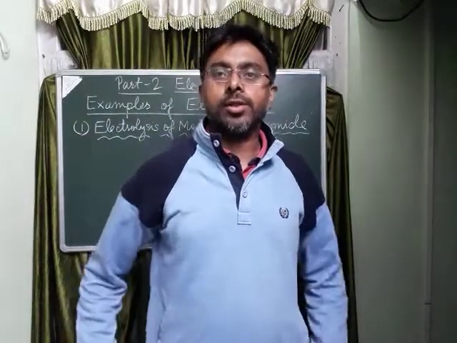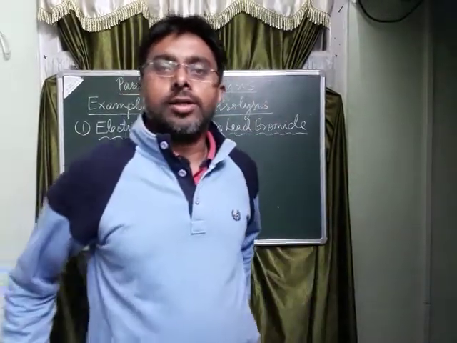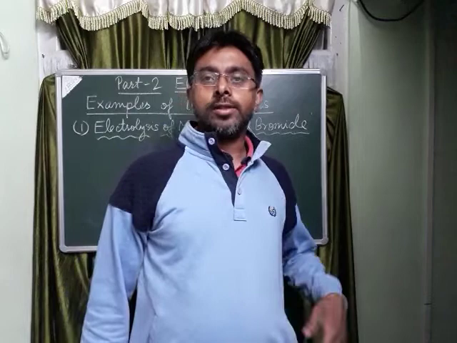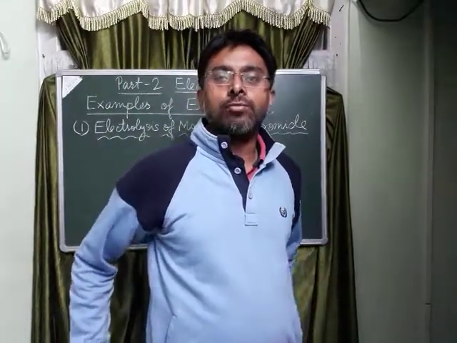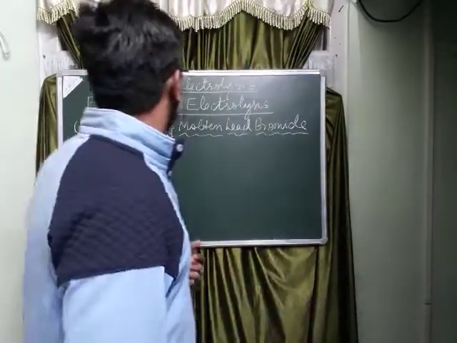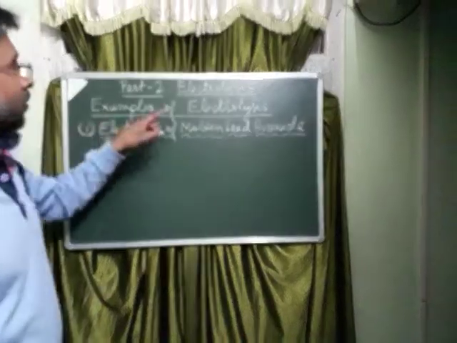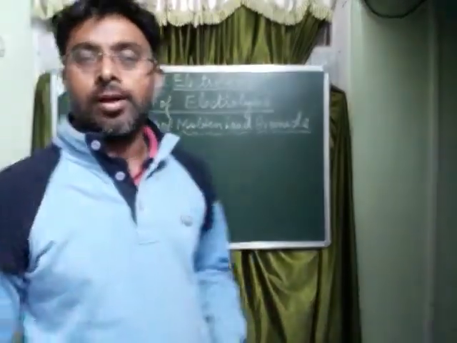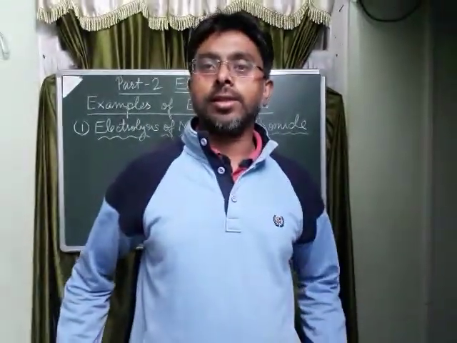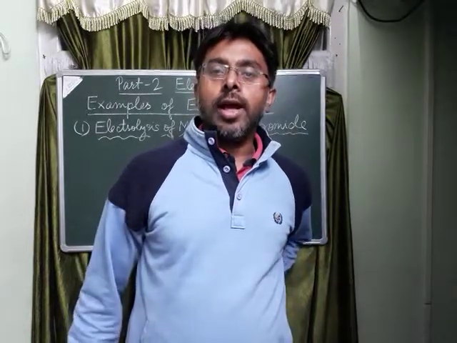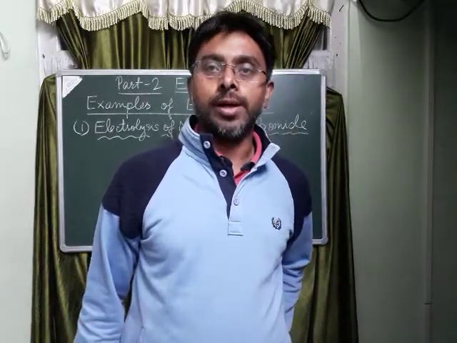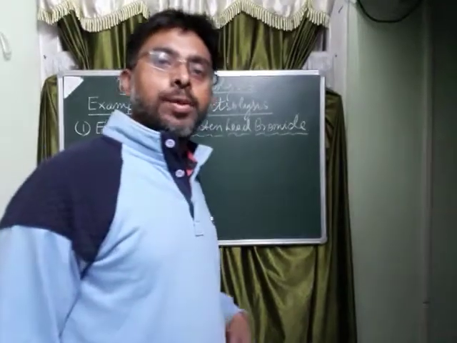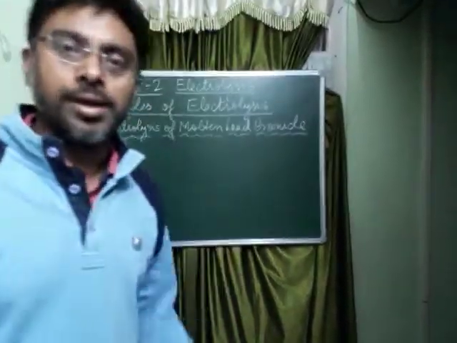Welcome back, my dear students, to the second part of the chapter electrolysis. Here, as I have told you in the previous video, I will be teaching you examples of electrolysis. The first example of electrolysis is called electrolysis of molten lead bromide. This I am going to explain to you with the help of a diagram again.